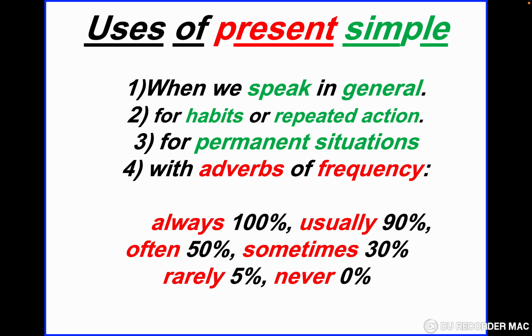Uses of present simple. We use the present simple when we speak in general, for habits or repeated actions, for permanent situations, and with adverbs of frequency like always, usually, often, sometimes, rarely, and never. Let's continue.